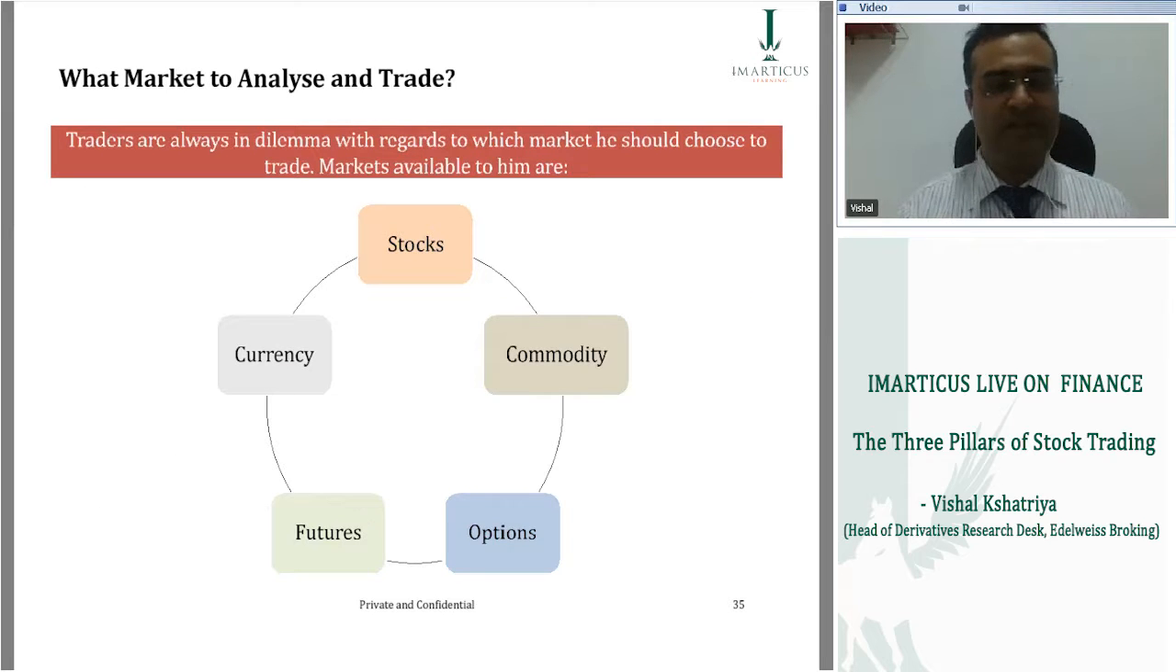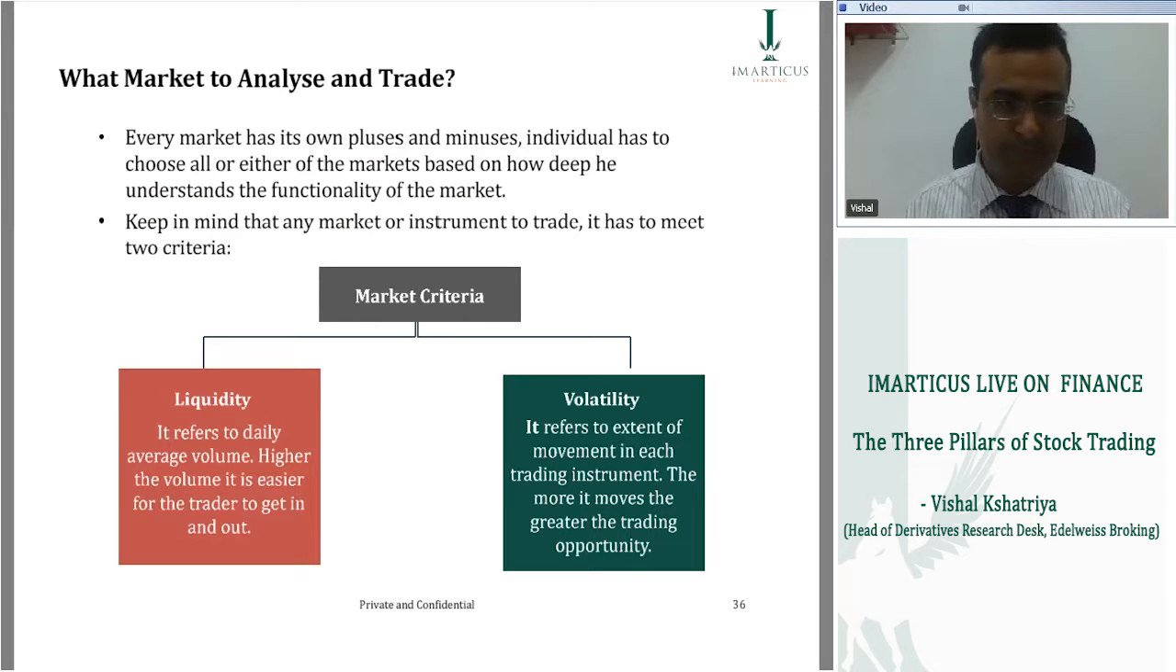So what markets to analyze? Stocks, that's equity, commodity, options, futures, currency, and there are n number of markets. Which markets to analyze is one of the most important things traders get confused about. Beginners make a common mistake of trying to follow too many markets. They try to scan thousands of instruments through automated trading.